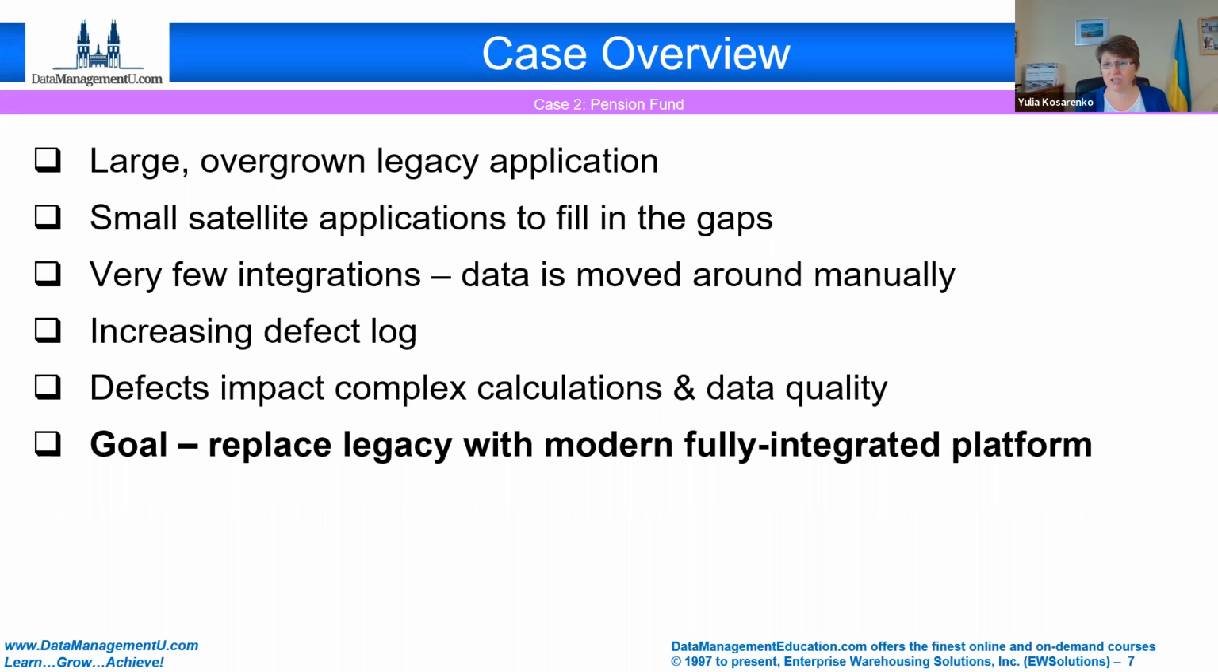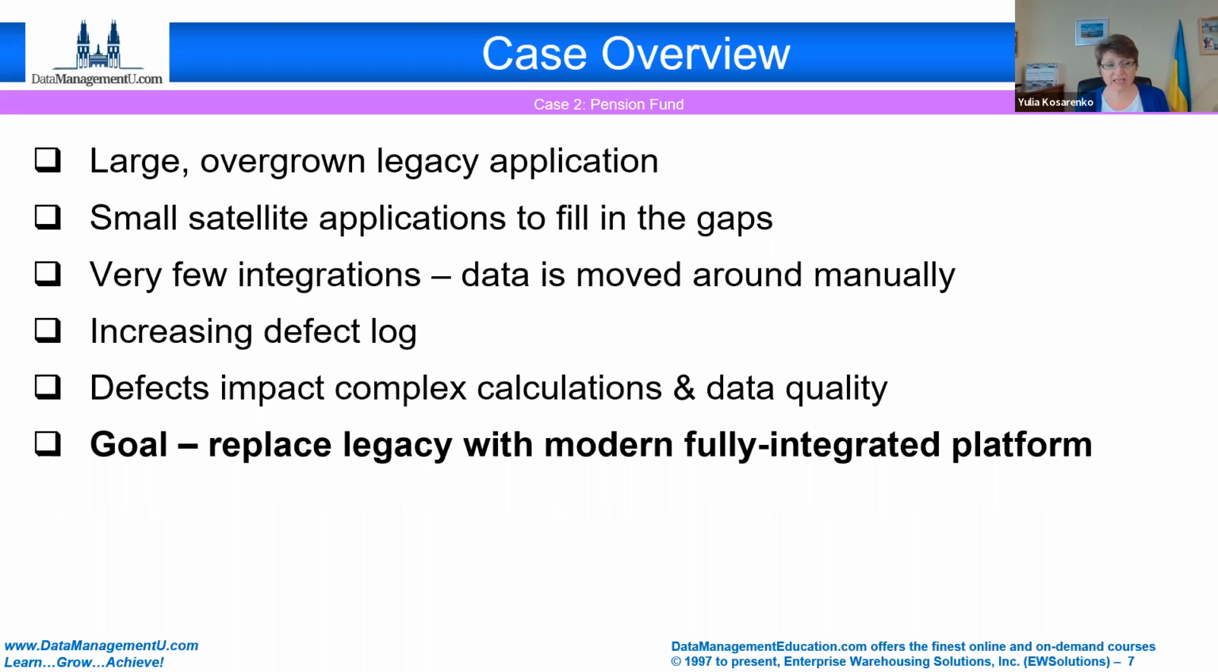Among all these issues with legacy applications is an increasing defect log. And if anyone is familiar with the pension industry and knows what defined benefit plans are like, their calculations are very complicated. So as you encounter defects that impact calculations, you end up with incorrect values, incorrect calculations that may actually impact your customers financially. For example, you don't calculate their pension correctly.